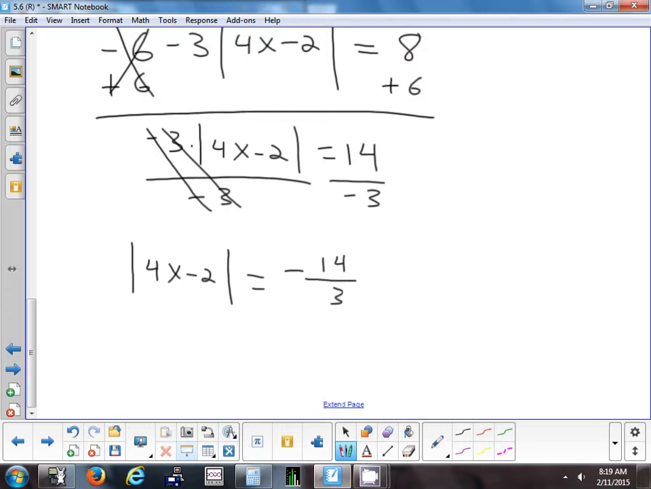Okay, so now next question would be, are we ready to split it? And you might say yes. The absolute value expression is by itself. Okay, while that is true, look at the number on the other side of the equation. You have absolute value equal to negative 14 thirds. Okay, ask yourself, can the absolute value ever equal a negative number? No. This is that example again where the V shape, if you drew it, and the horizontal line would never cross. So there's no solution.